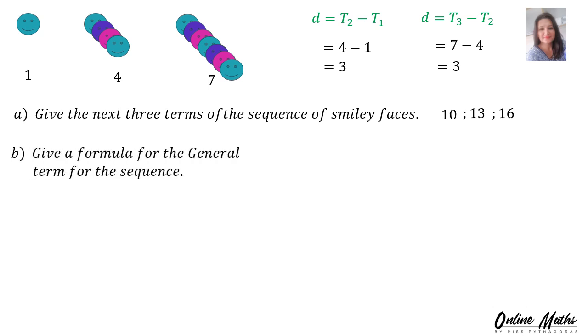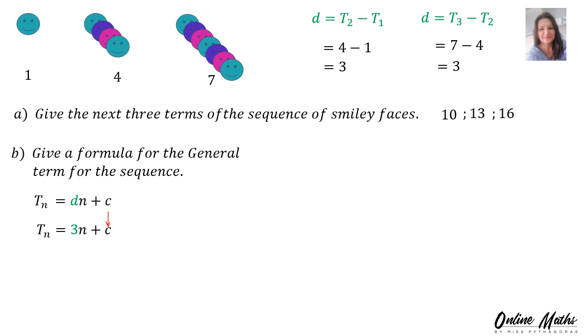B. Give a formula for the general term of the sequence. So we start by writing down the formula that I just discussed in the previous slide, which was Tn is equal to Dn plus C. And then we calculated D, the constant difference, which was 3. So we substitute. Now our next problem is we have to find a value for C.